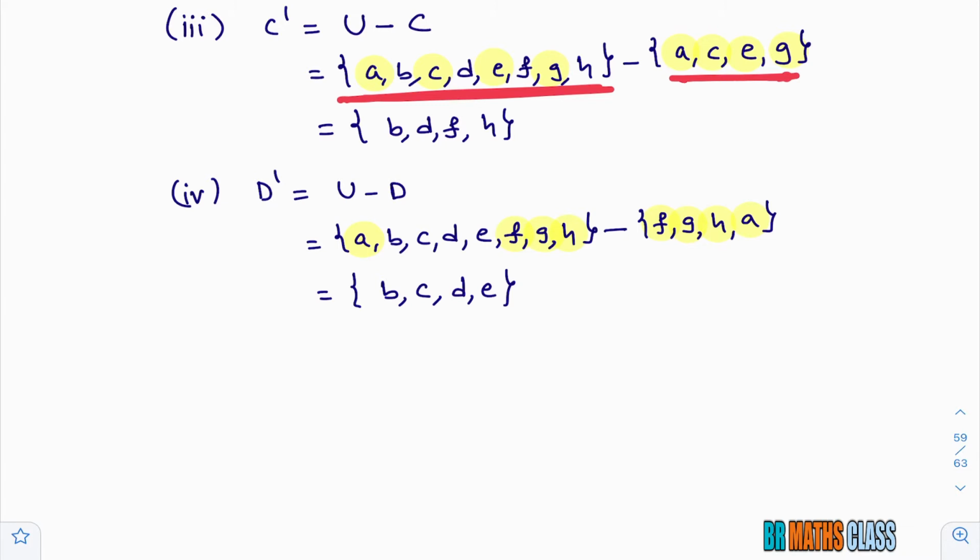A, C, E, G are the common elements in both the sets. Other than common elements, what elements are remaining in the first set? That is the answer: B, D, F, H. I hope you got this point, right?